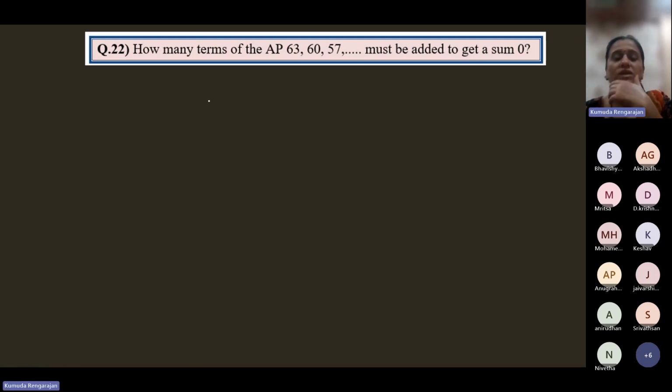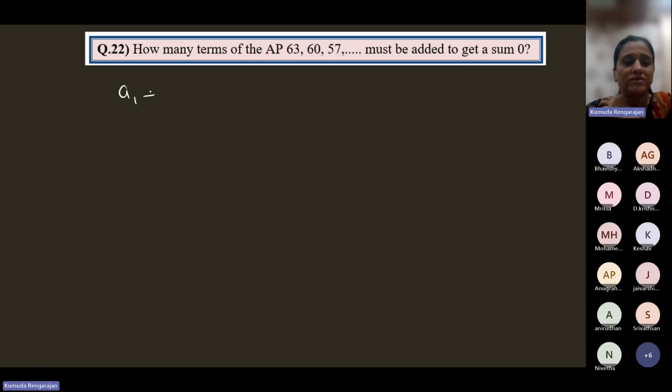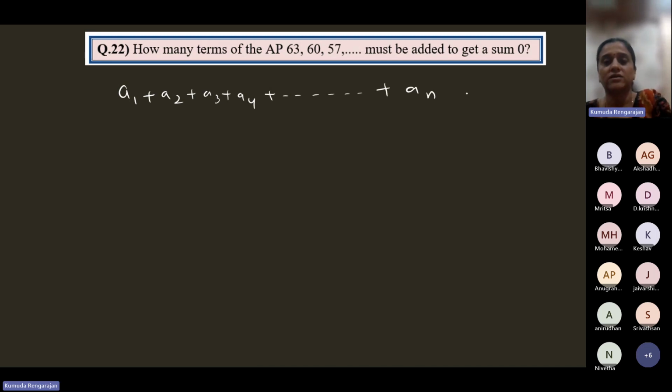Okay. So that means Sn is equal to 0. See, how many terms of the AP should be added? So it's like this: A1 plus A2 plus A3 plus A4. We don't know how many terms must be added. So till An, the sum should be 0.